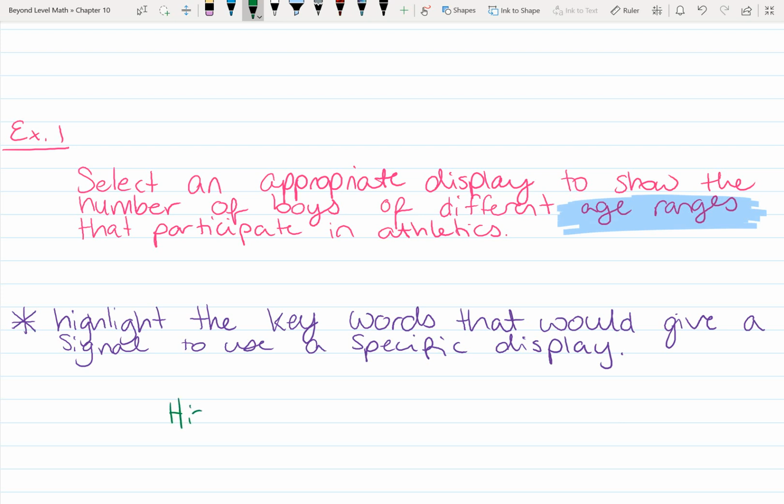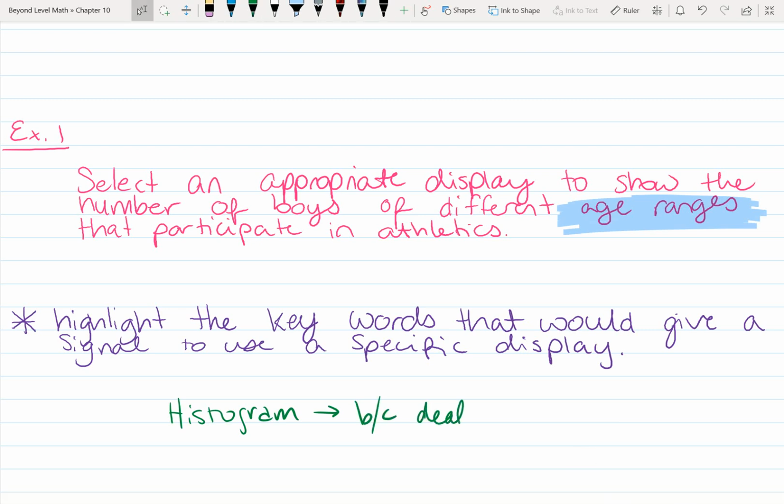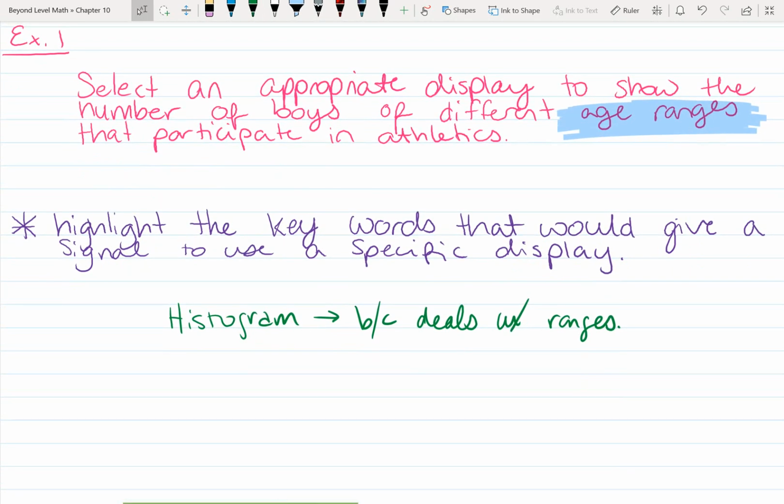So I would say histogram, because it deals with age, or it deals with ranges. In this case, I guess specifically age ranges. So straightforward, decide which display is best. So we only have 2 examples. So that's the first type of question you'll be asked.